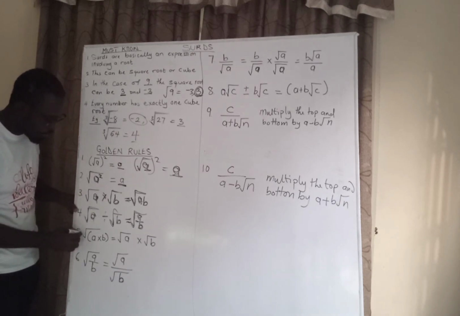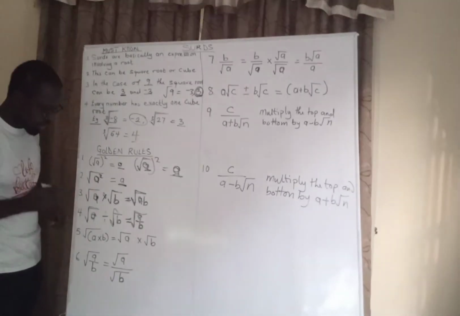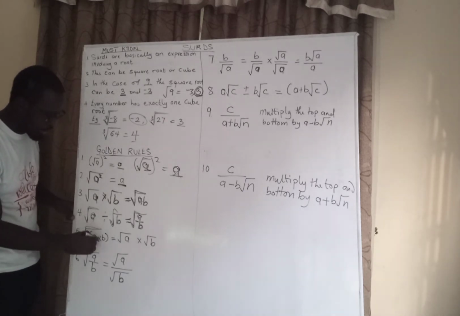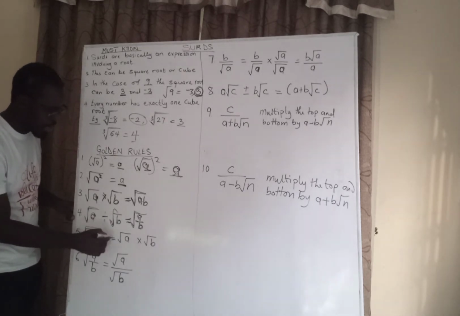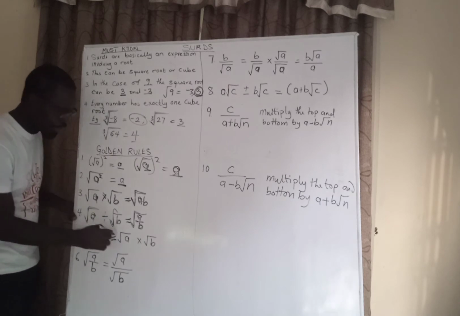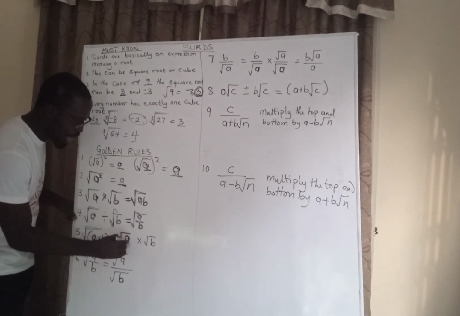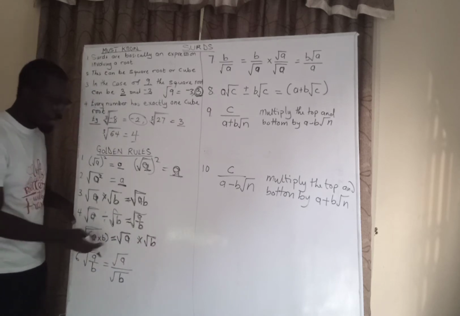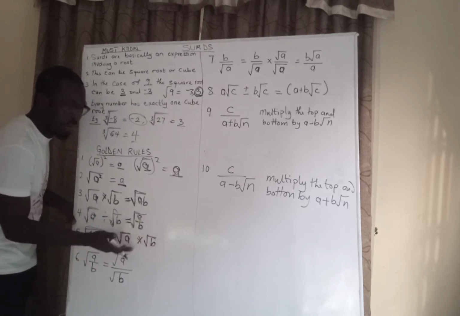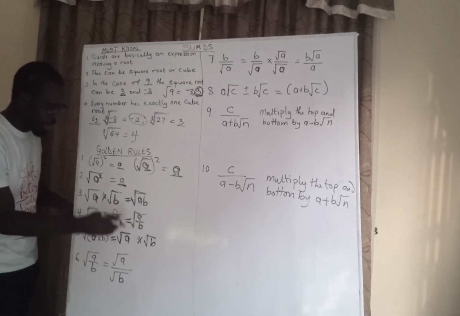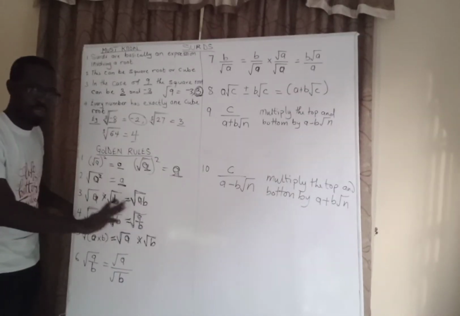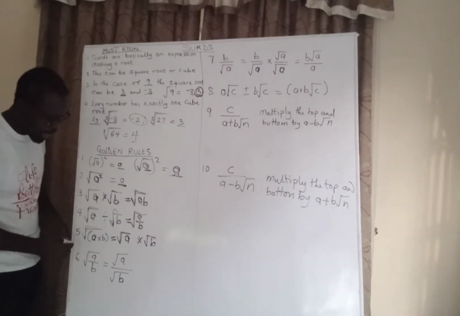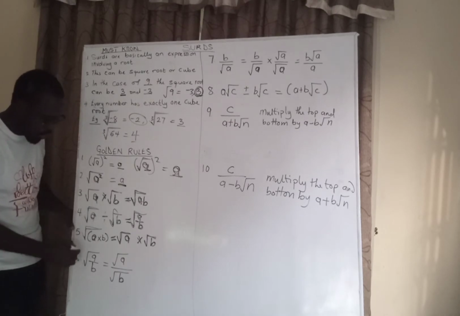All right, the fifth golden rule says that the square root of a times b can be written as the square root of a times the square root of b, meaning that you can break the expression. Each of them carrying the square root, it is accepted and you can apply it in that manner. All right, so we go to the sixth golden rule.